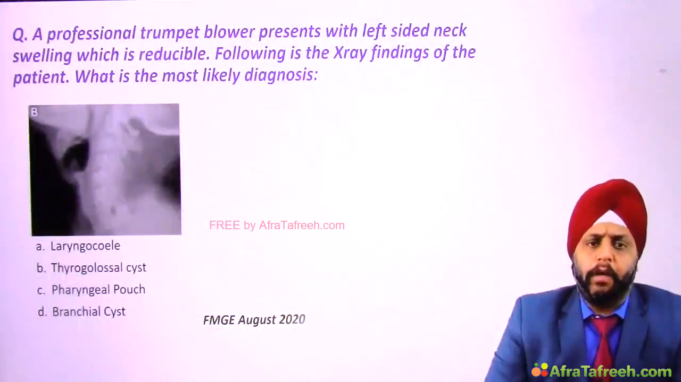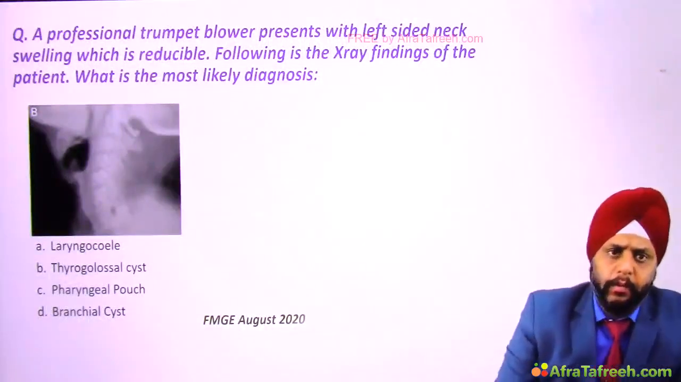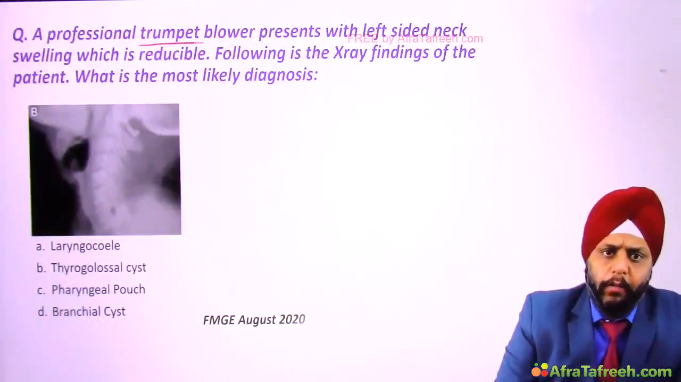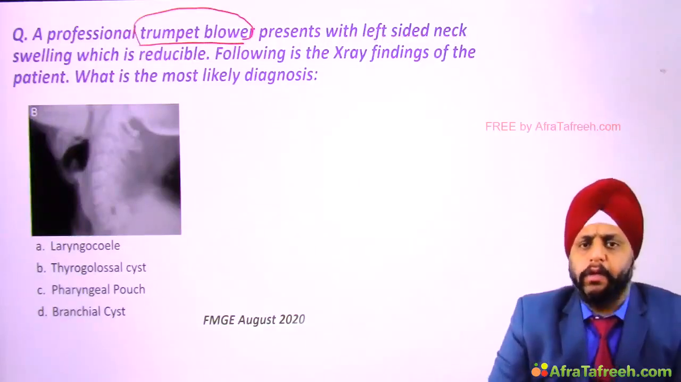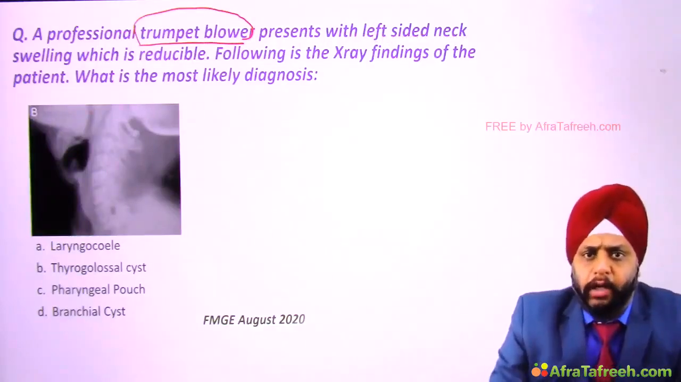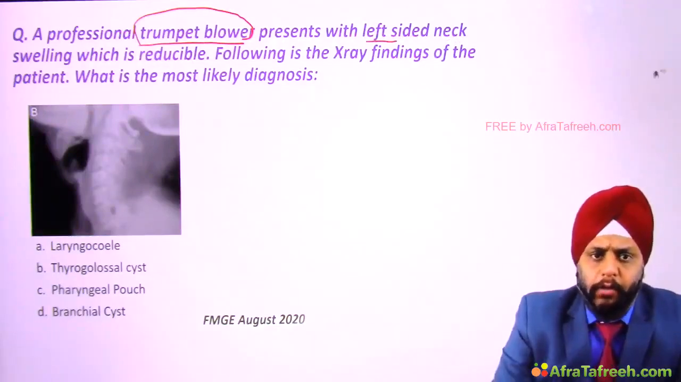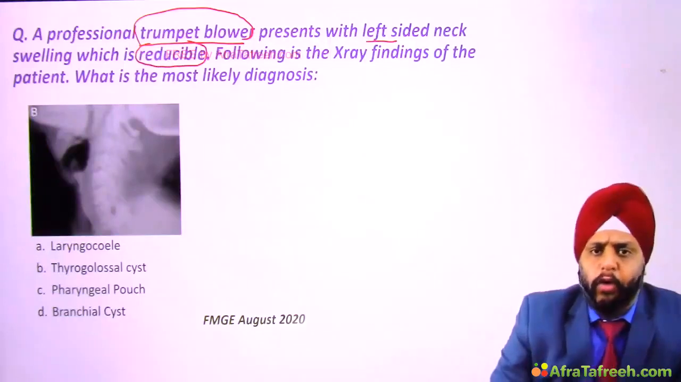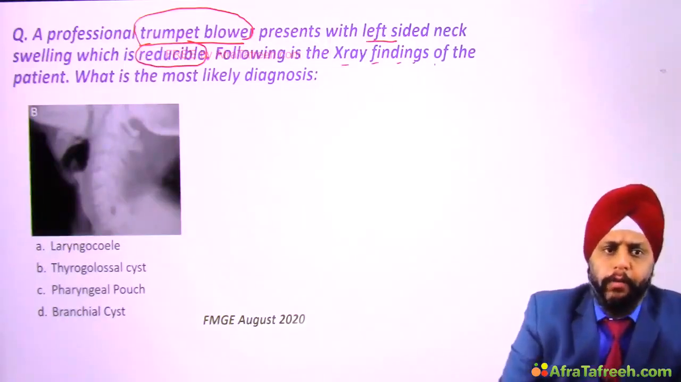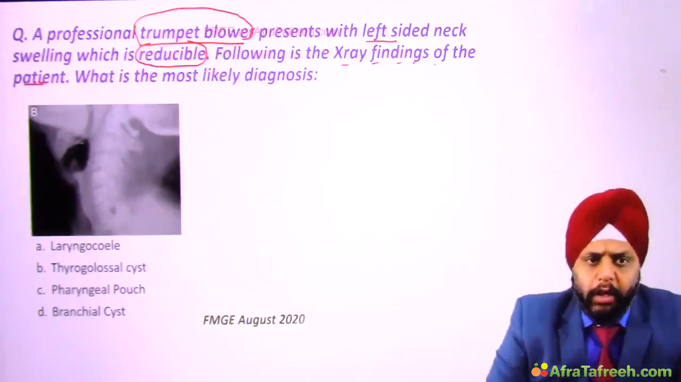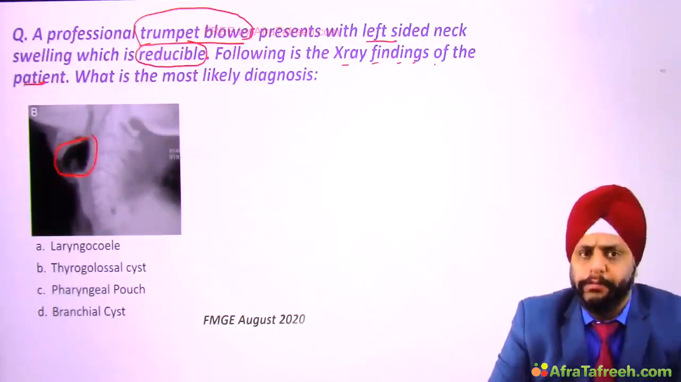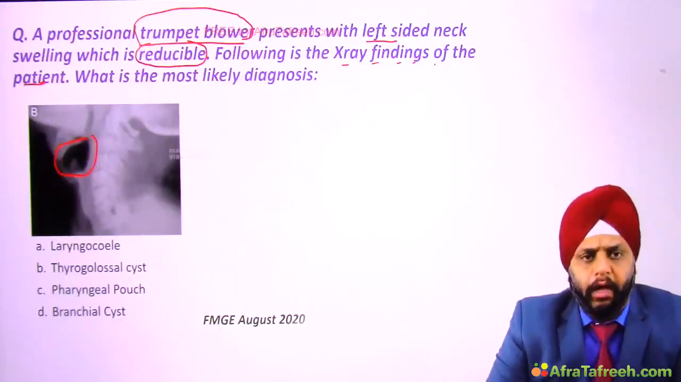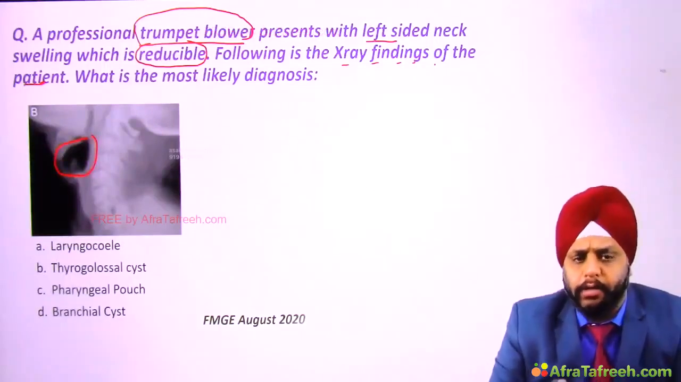A professional trumpet blower. Okay, so the hint is given to you, trumpet blower, presents with a left-sided neck swelling which is reducible. You see, professional trumpet player, reducible neck swelling. Following is the X-ray finding of the patient. So you see over here, there is a lot of air in this X-ray. What is the most likely diagnosis? So you are given the hint, professional trumpet player.